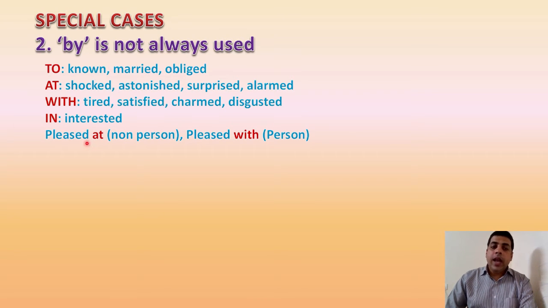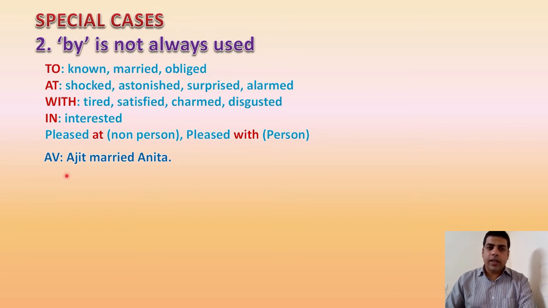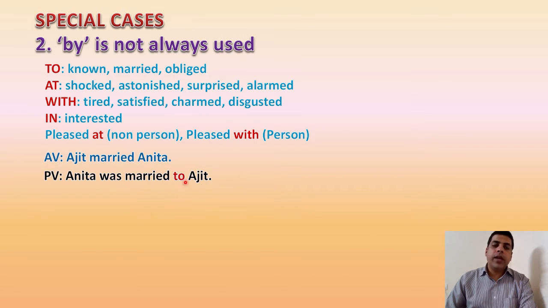Another one is there. The preposition at is used when the word pleased is there for a non-personal thing, a non-person thing, like an object. Pleased takes with when it is dealing with one person. Let's look at a few examples. One, Ajit married Anita. In this, when we convert that to passive, it is supposed to be Anita was married to Ajit. Here, by Ajit is going to be wrong.